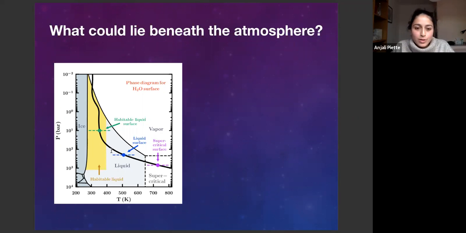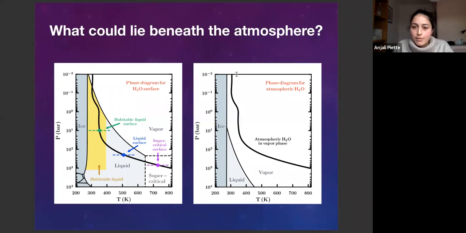So just to avoid confusion, I just want to emphasize that the atmospheric H2O, the vapor, is all in vapor phase, and that's because the partial pressure of water in the atmosphere is lower than in the 100% water layer. So actually the phase of that is all in the vapor, which sometimes can be misleading with this phase diagram.